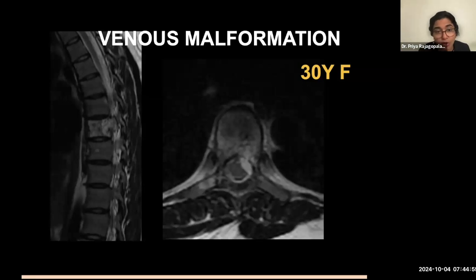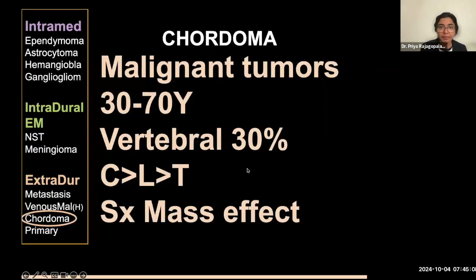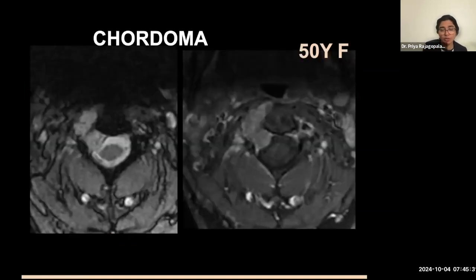Here's a 30-year-old female with this osseous venous malformation extending into the canal and causing some mass effect on the spinal cord. Okay, then notochordal elements can give rise to these chordomas. They arise more commonly in the cervical, followed by lumbar, and then the thoracic region. It has a wide range of age distribution, and 30% of them are in the vertebra. Symptoms are because of the mass effect of the tumor itself.